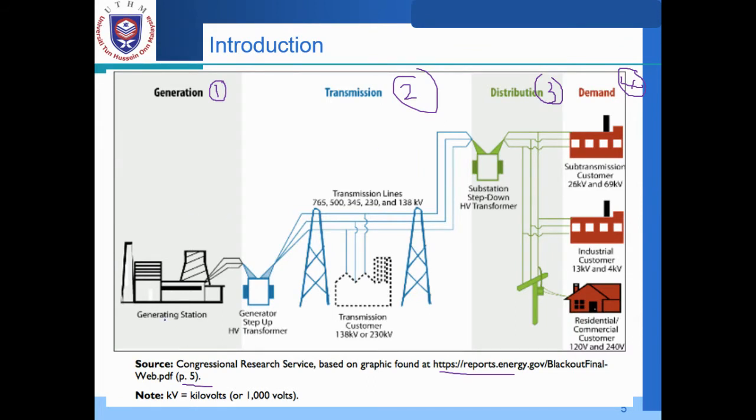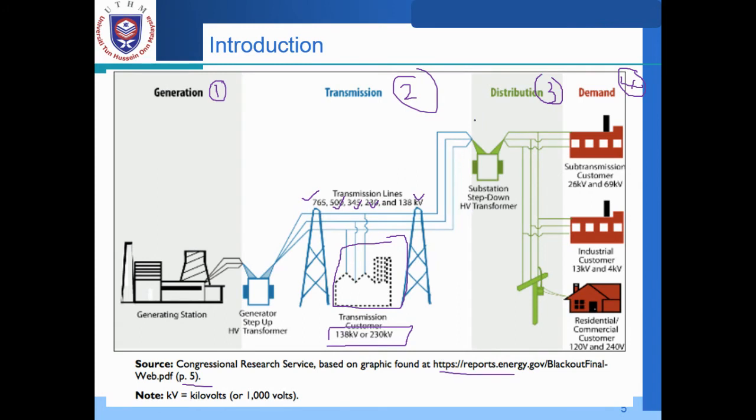So generating station. So we have again the generator or the step-up HV transformer, transmission line with its specification of the rating voltage 765. It may carry 500, 345, 230 as well as 138. It depends on how far or how long the distance is. So transmission customer in between, somehow we do have the customer where we transmit the voltage about 138 or 230 kV. Okay.